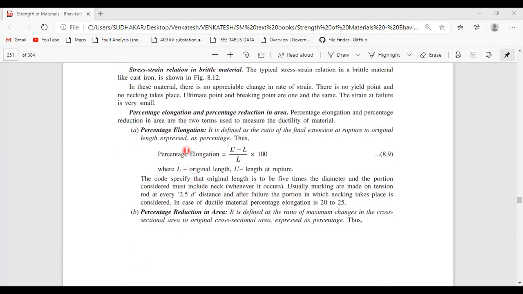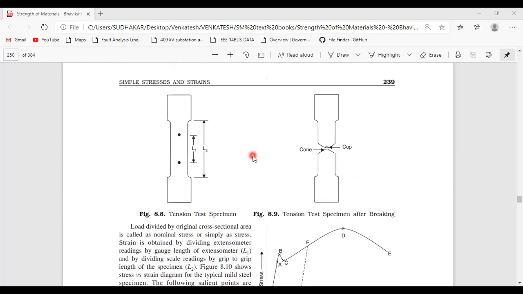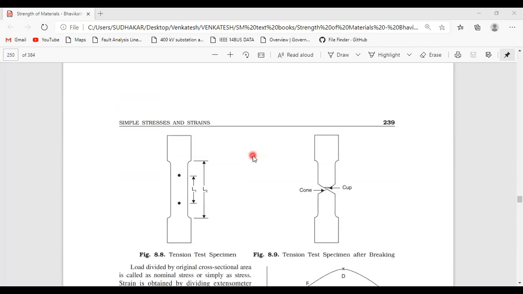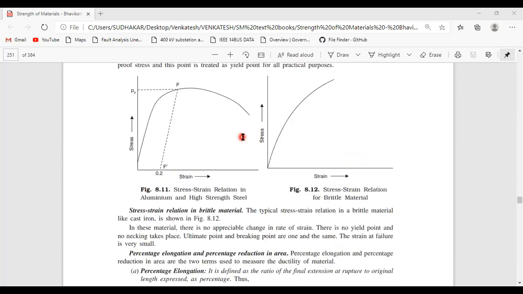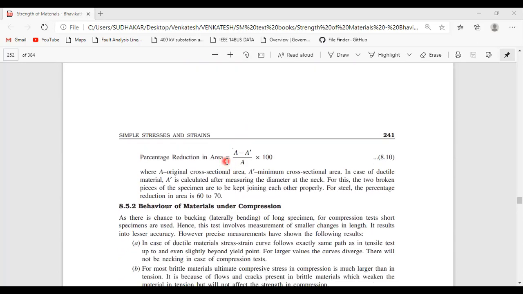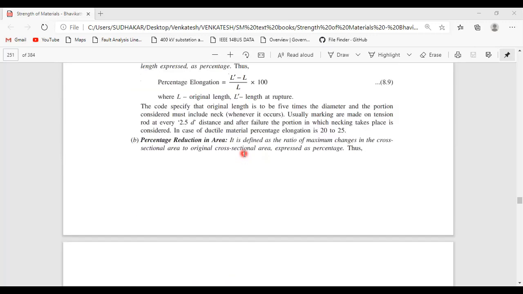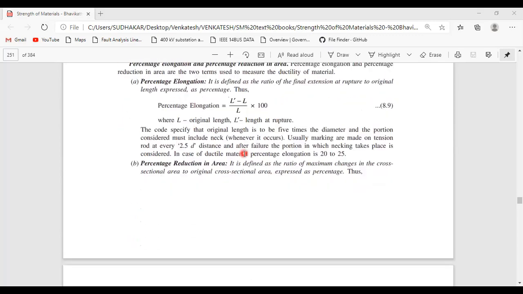These are the parameters we need to write down in our observations: percentage of elongation, (L dash minus L) by L into 100, where L is the original length and L dash is the length at rupture, as we discussed. And the percentage reduction in area, the original area minus the final area with reference to the original area, into 100. Okay, these are the readings we need to write down while performing the test.